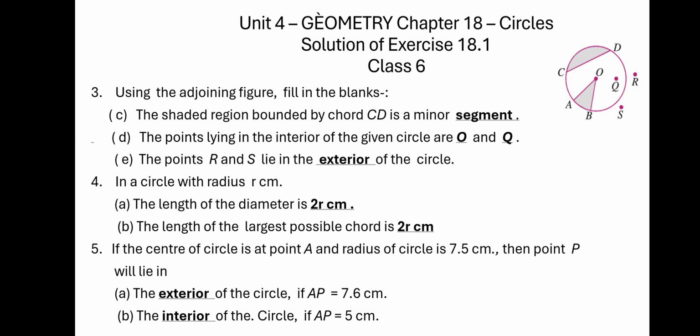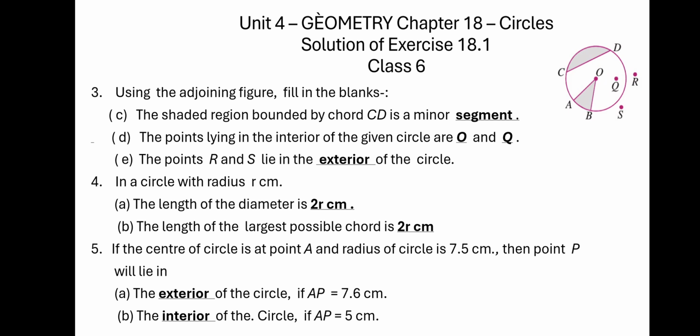Fifth question. If the center of the circle is at point A and the radius of the circle is 7.5 centimeter, then point P will lie in the exterior of the circle if AP is 7.6, because A is the center of the circle and the radius is 7.5. But because point P is such that AP is 7.6, which is more than the radius of the circle, it is in the exterior of the circle.